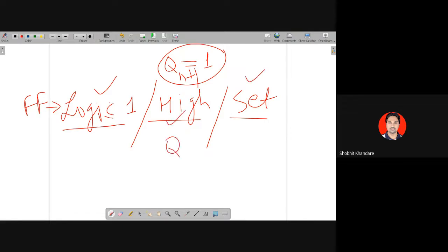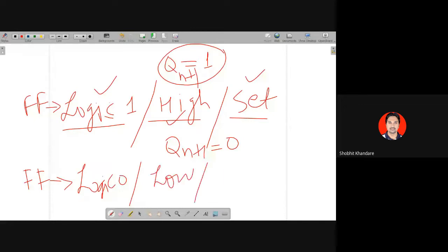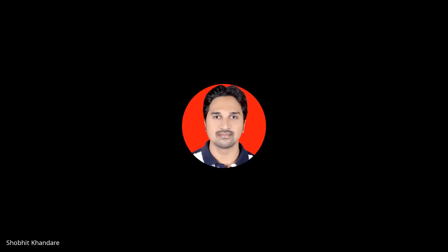Similarly, if the output of your flip-flop gives 0, then you will say it is in logic 0, or it is in the low state, or it is in the reset state. You can say reset or clear.